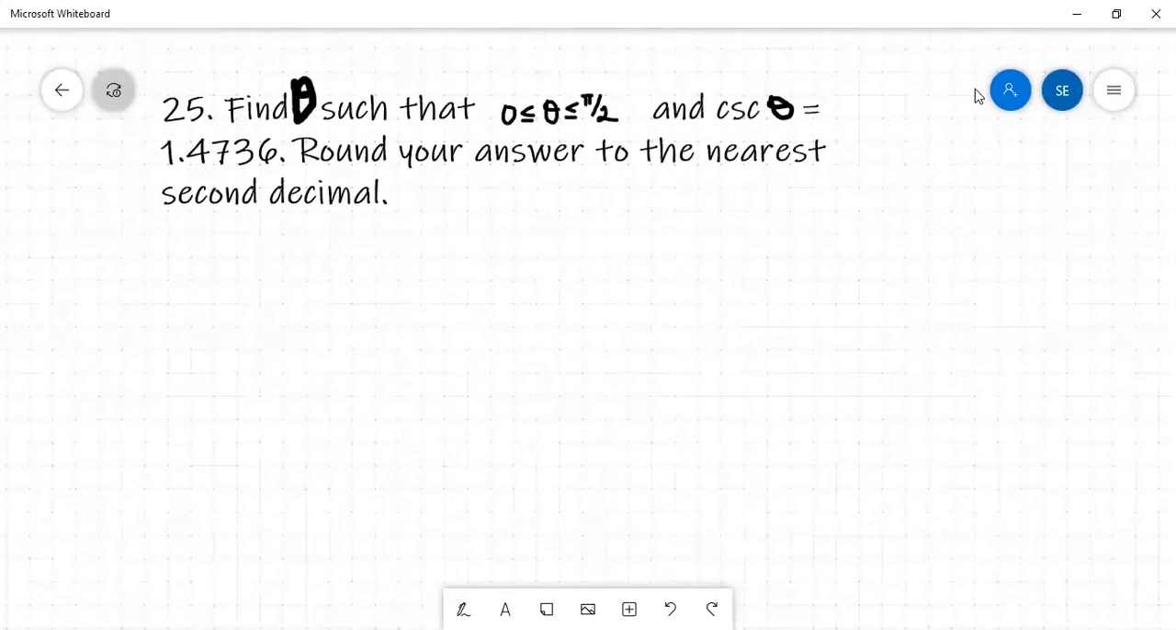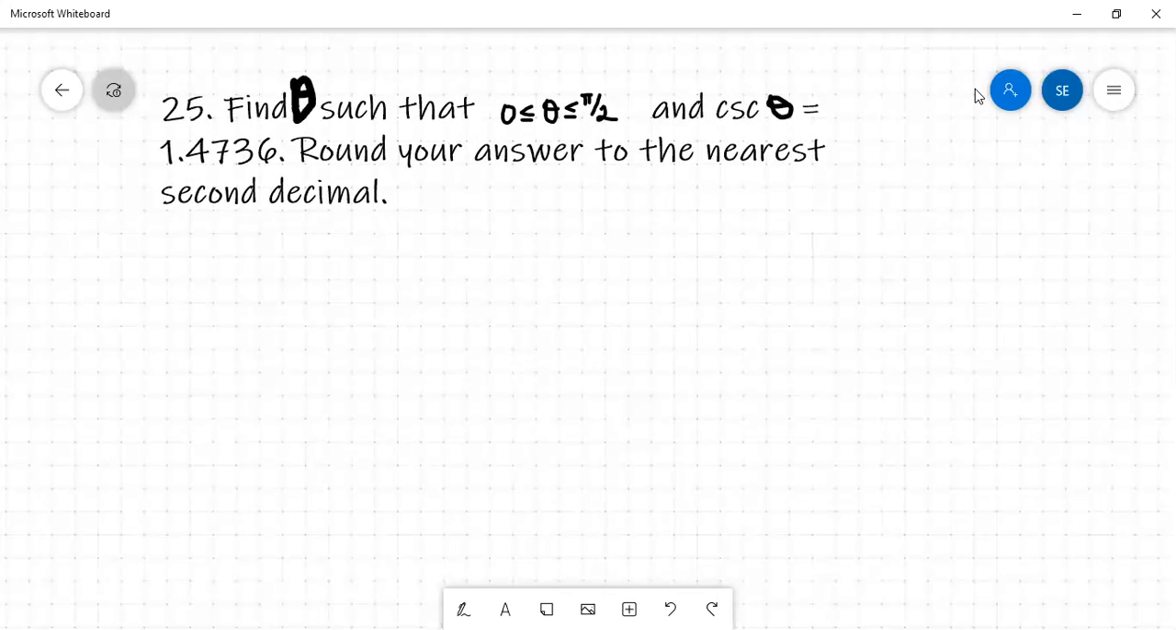Okay. Number 25 says find an angle theta such that theta is between 0 and pi over 2, and secant of theta is equal to 1.4736. Round your answer to the nearest second decimal. Okay, so we need to do inverse cosecant. I don't have an inverse cosecant on my calculator, so I'm going to apply my reciprocal identities.